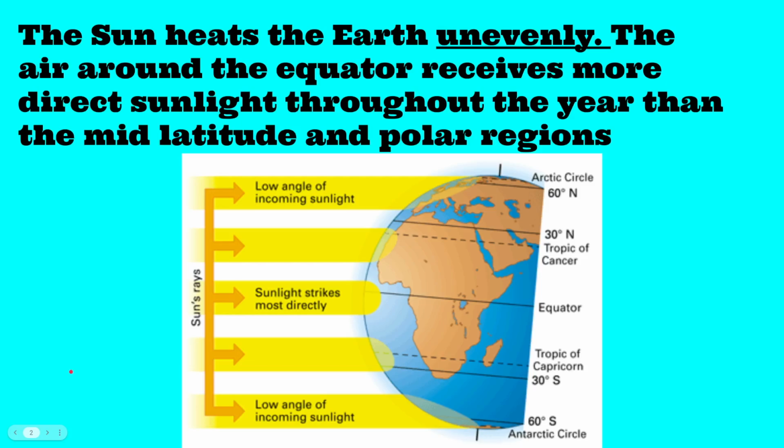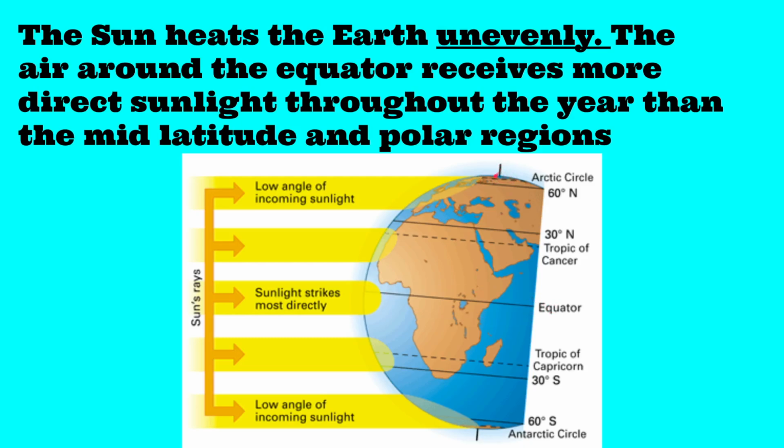The sun hits the earth unevenly. I want you to think about the earth and the tilt of the earth. If you think about the tilt, you will understand that the sun is actually directly striking the equator more than the rest of the planet. So the equator is going to get the most direct sunlight, which means the area of the equator is going to be a little warmer than the rest of the planet or the poles.